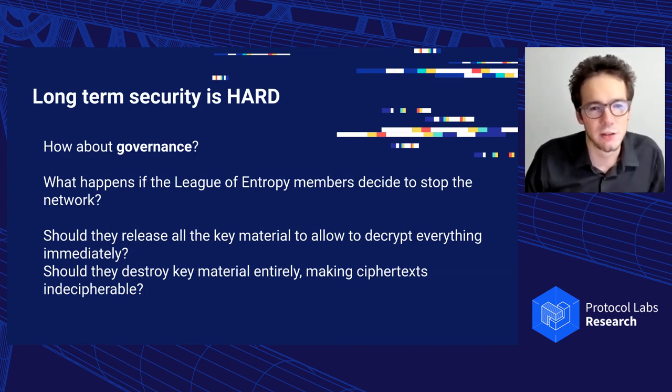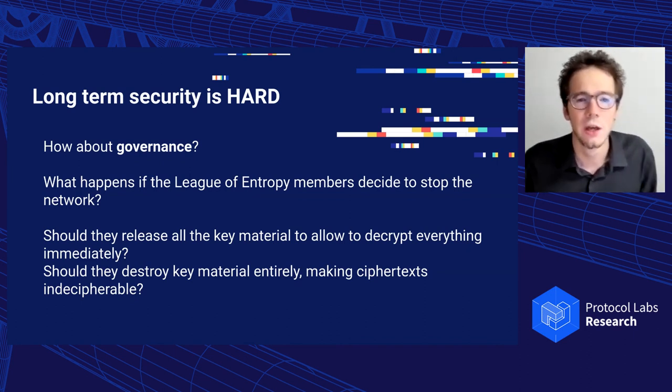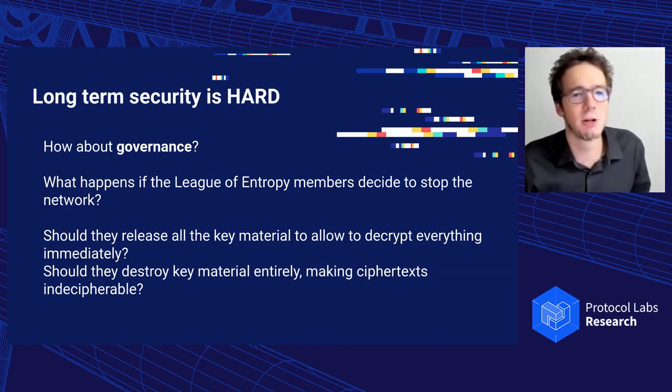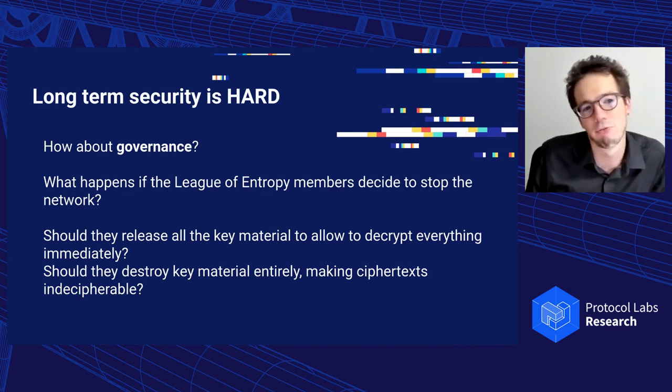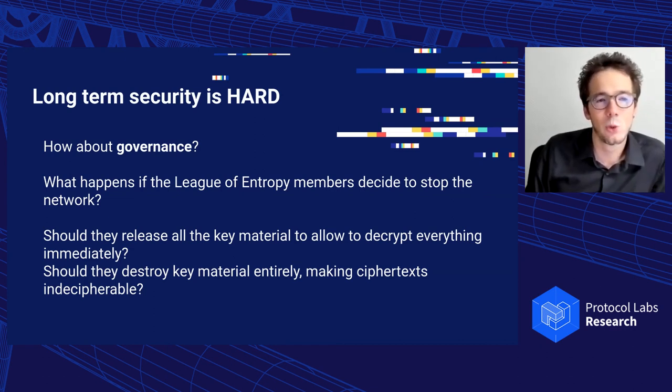Because that changes the outcome, right? If you encrypt something for 5 years, and in 3 years the network says, okay, we stopped the league, here are all the secret shares, then anybody could decrypt your ciphertext in 3 years as soon as the secret shares got released, instead of waiting 5 years. That could be an issue depending on what you encrypted. So we need a proper governance model so that the user can choose.